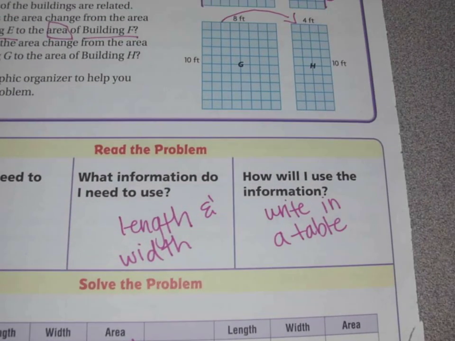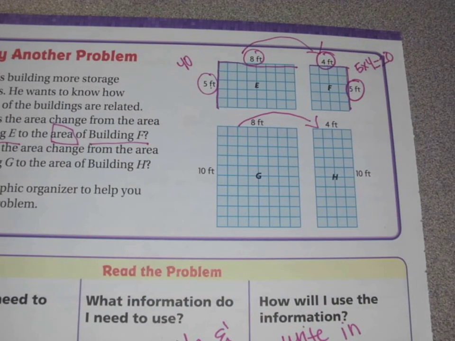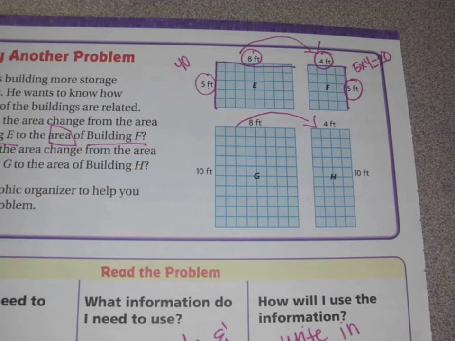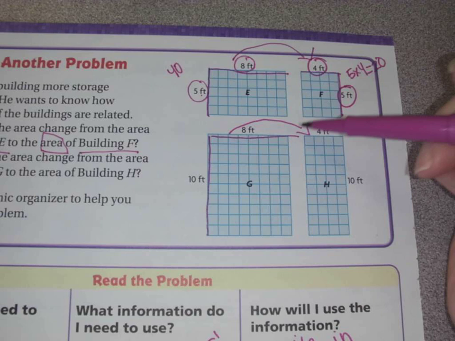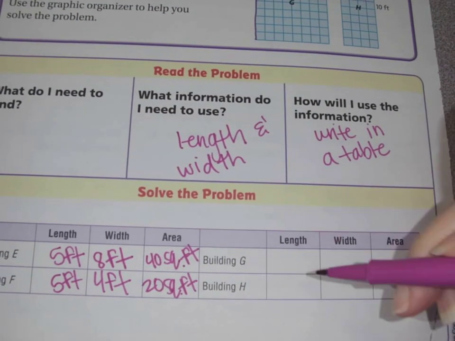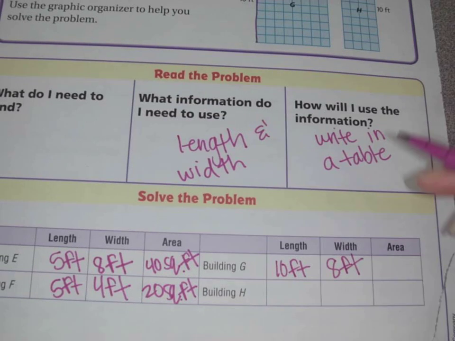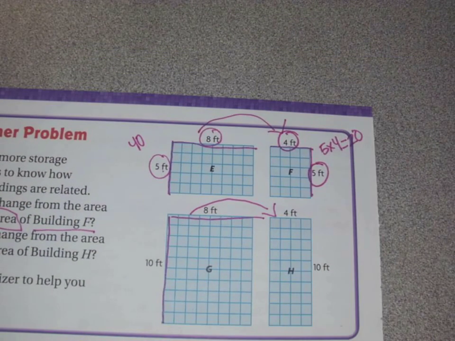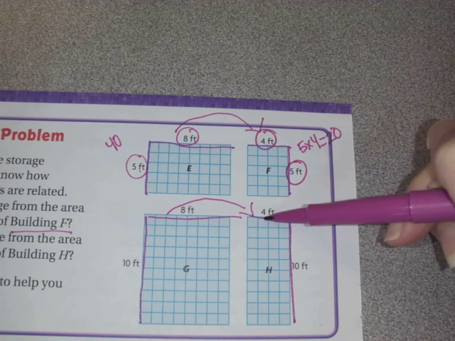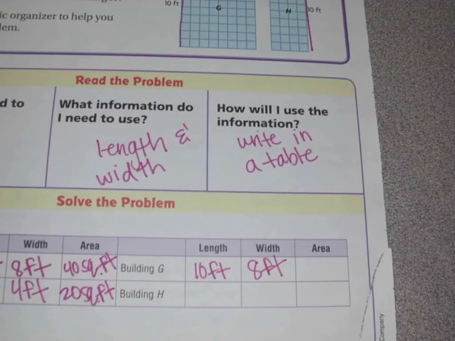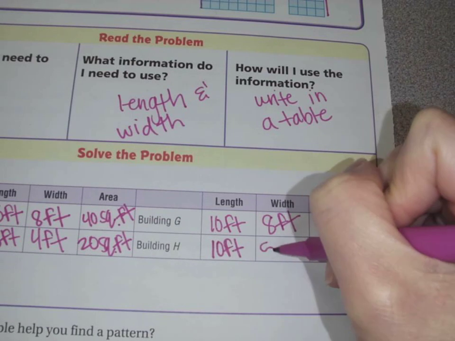Okay, let's do the same thing for buildings G and H. Let's figure out the length and the width for building G. The length is 10 feet and the width is 8 feet. Let me write that in my chart. 10 feet by 8 feet. And then for building H, the length is 10 feet by 4 feet. 10 feet by 4 feet. I'm just recording it here in the chart.